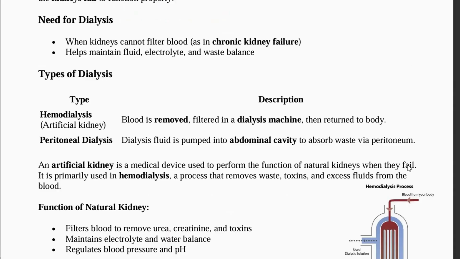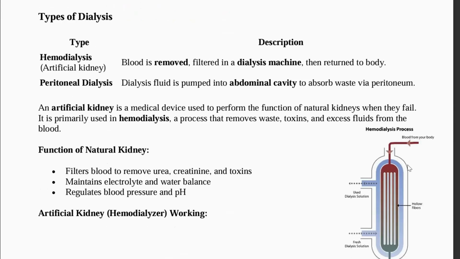In peritoneal dialysis, the dialysis fluid is pumped into the abdominal cavity to absorb the waste via the peritoneum. Now we will explain the artificial kidney. It is a medical device used to perform the function of the natural kidney when they fail. Primarily used in hemodialysis, it is a process that removes waste, toxins, and excess fluid from the body. The natural kidney filters blood to remove urea, creatinine, and toxins, maintains electrolyte and water balance, and regulates blood pressure and pH.